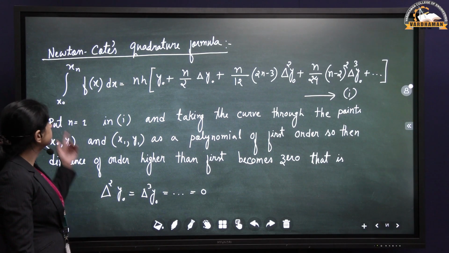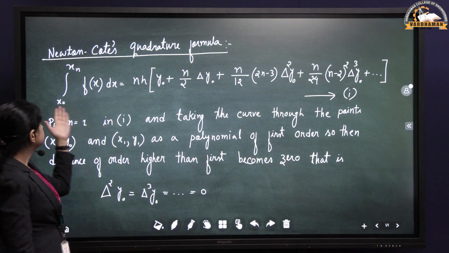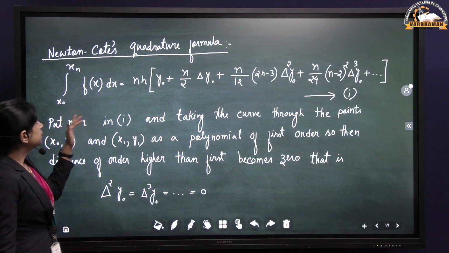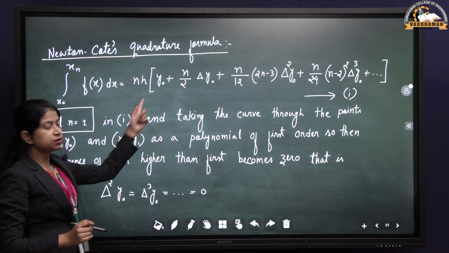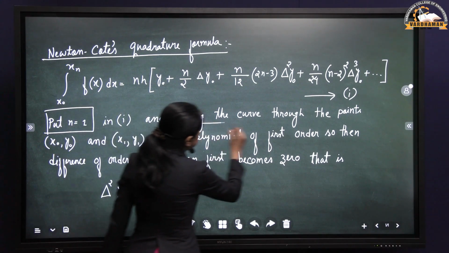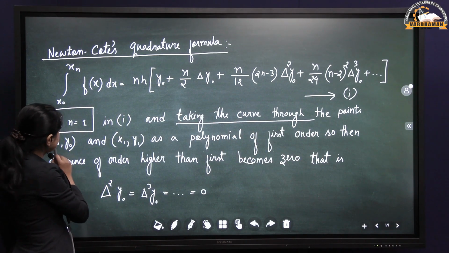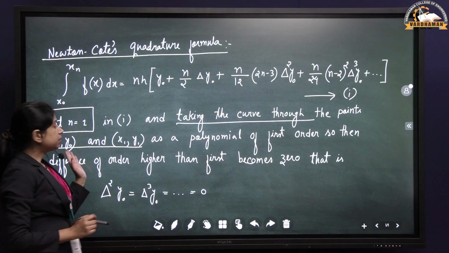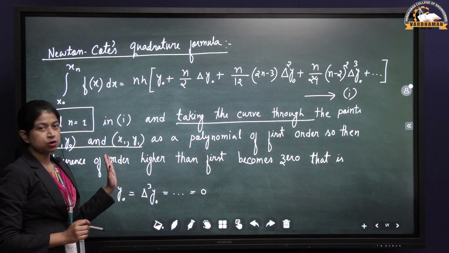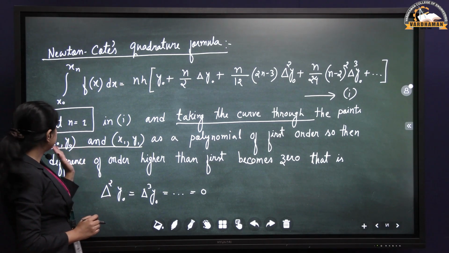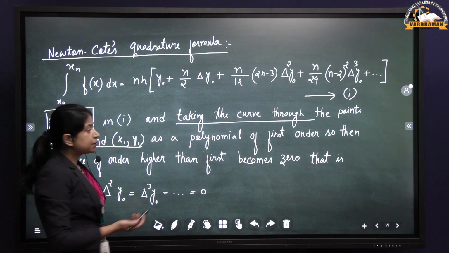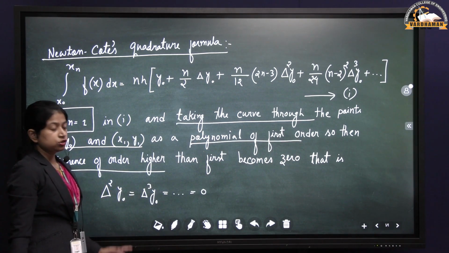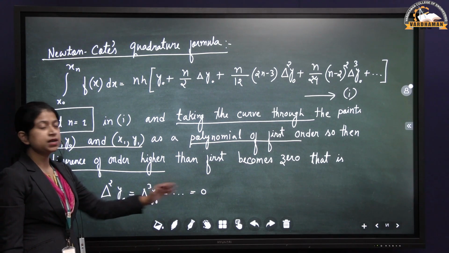So now you can see that this is the Newton-Cotes quadrature formula, which is given by integration x0 to xn f of x dx is this expression. Now we will put n equal to 1 in this equation and we will take the curve through 2 points, which are x0 y0 and x1 y1. Since n equal to 1, there will be x0 and x1 points only and corresponding y values will be y0 and y1, and it will be a polynomial of first order. So the higher order differences will be 0. So from the second order forward difference onwards, it will be 0.